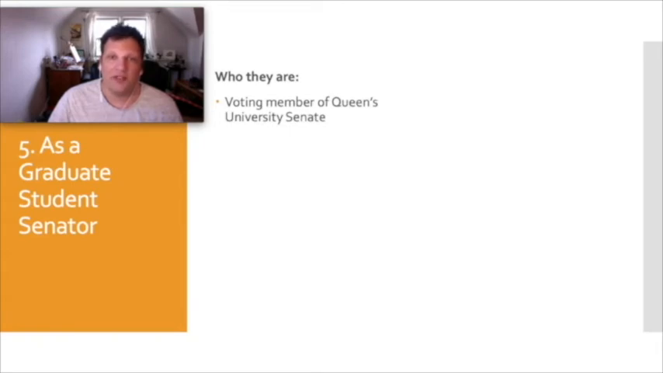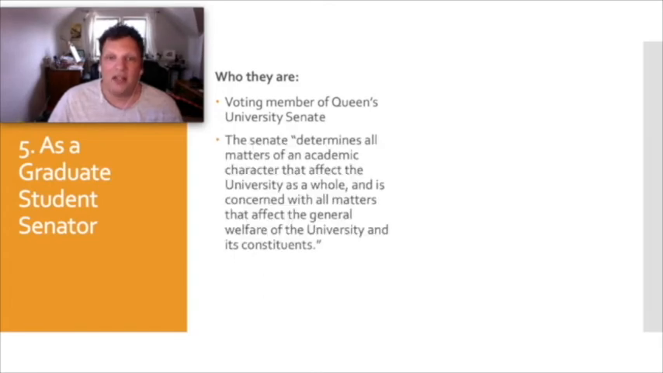Moving on, the graduate student senator position. So they are a voting member of the Queen's University Senate. So this is a big university-wide body, and they determine all matters of an academic character that affect the university as a whole. So some examples of recent decisions, they're deciding on a fall term break, whether that's a good idea. They've also just decided to create a new Black Studies minor as well. So any of those types of decisions, as well as others, are made in this very important body.